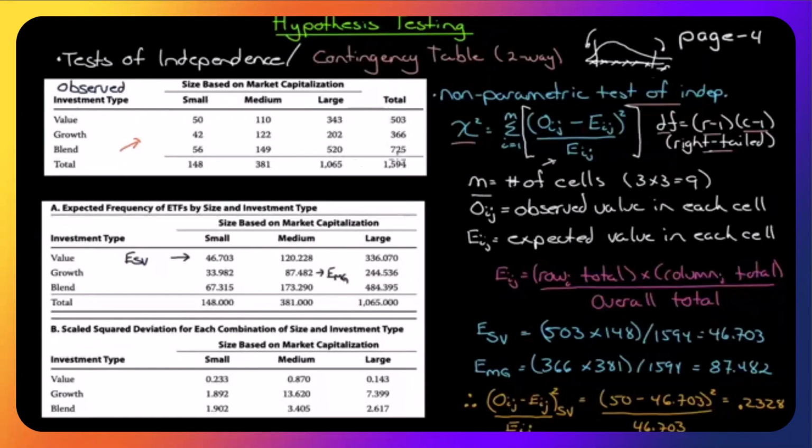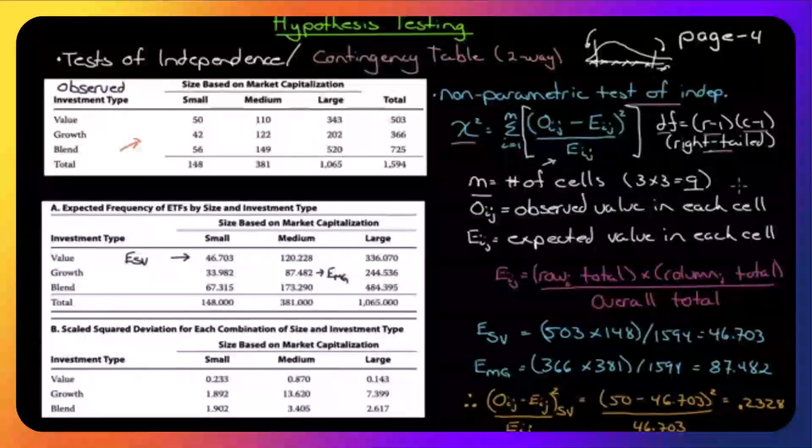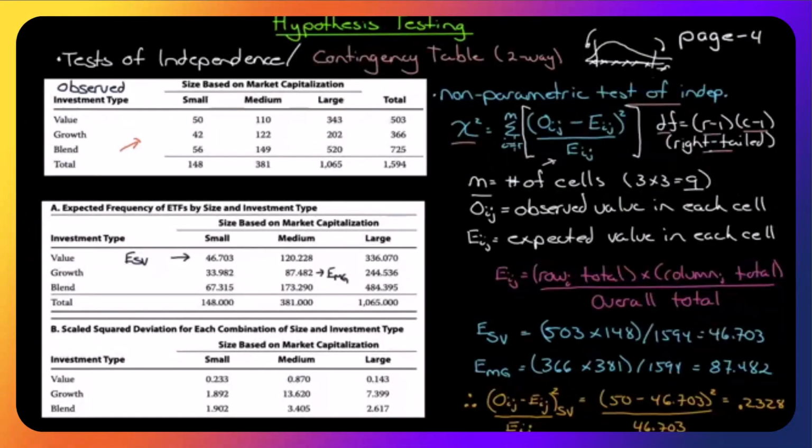M is the number of cells. Since here we have a 3 by 3, we have 9 calculations we're going to do, which means this summation goes from 1 to 9. OIJ is the observed value in each cell, I being the row, J being the column. EIJ is the expected value in each cell.